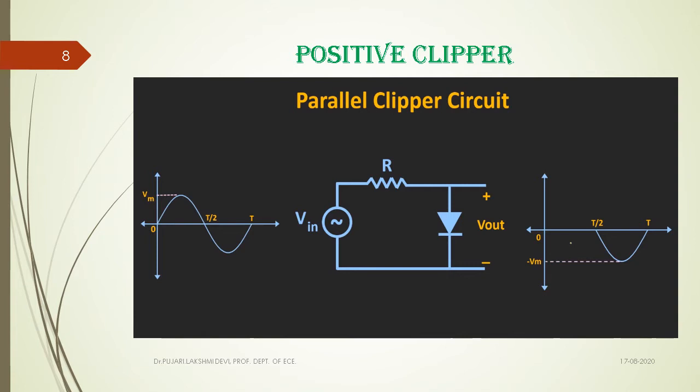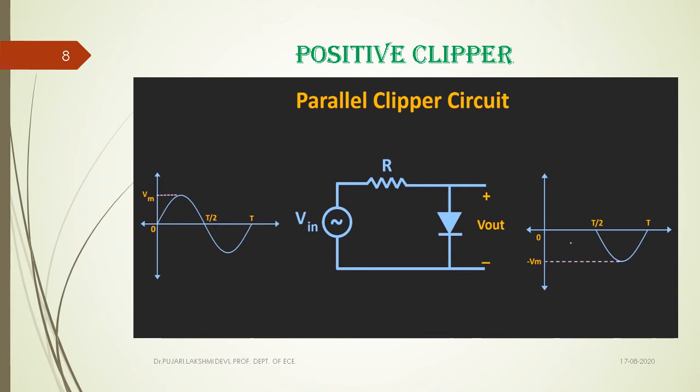That's why, during the positive half cycle, the diode is forward biased. If it is forward biased, it acts as a closed switch. If it is a closed switch, then the output voltage is zero. So zero output voltage.